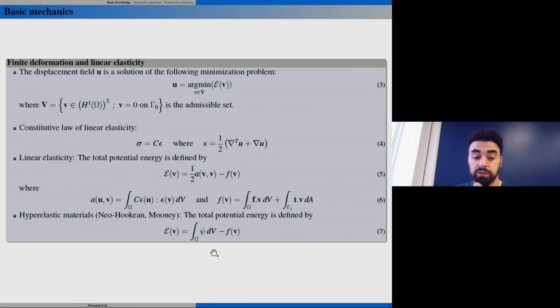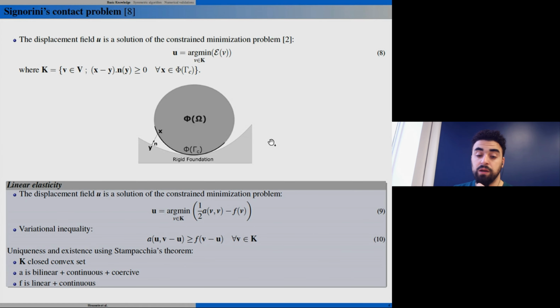In the case of finite deformation, and more specifically for hyperelastic materials, our total potential energy can be written in the form of an integral over omega of psi, where psi is the strain energy function, minus F(V), the potential energy of the forces. With some properties on psi, John Ball proved the existence of a solution of this kind of problem.